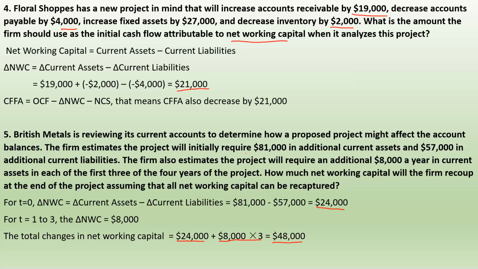the firm will sell all the current assets, like the accounts receivable together with inventory. They will sell inventory. They will collect the money back from their customers. They also pay the additional current liabilities. So basically, the net change in net working capital will be 0. So the total amount of net working capital that can be recouped will be the summation of all those changes in net working capital, which is 48,000.